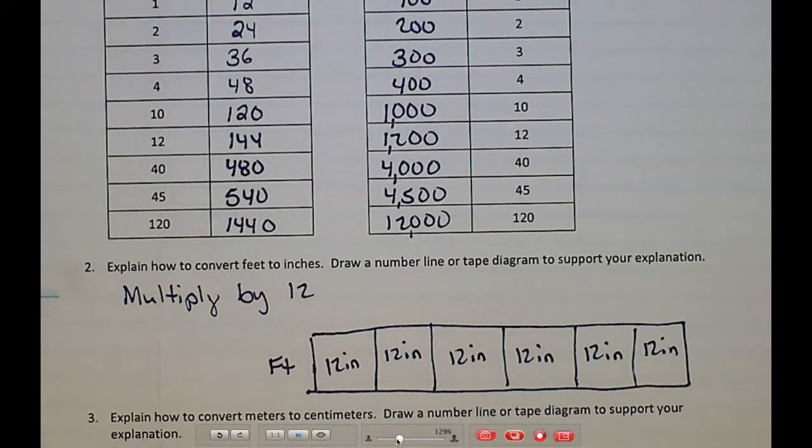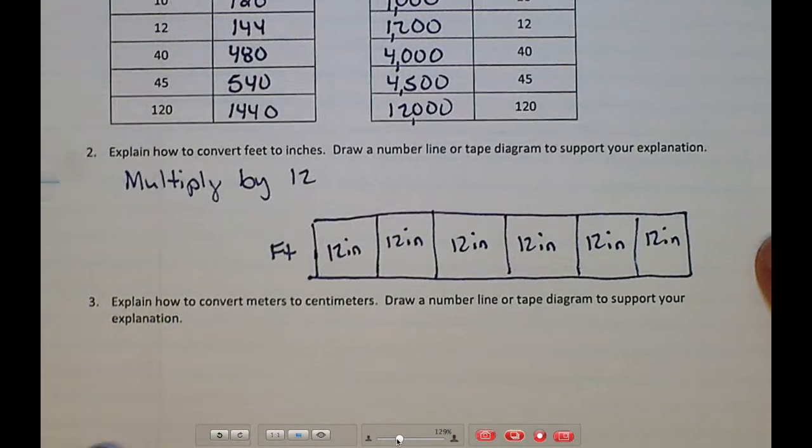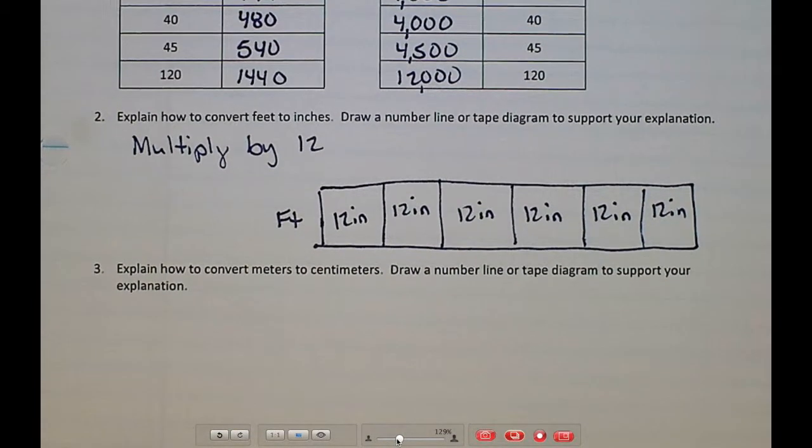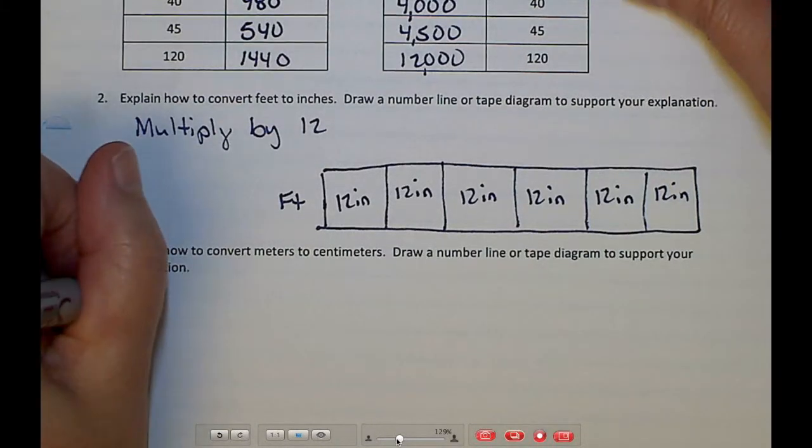You don't have to make the same number of boxes I did. It's fine. Just need an example so you know what it looks like. Okay, so we multiply by 12 to convert feet to inches. Well, what are we going to do to convert meters to centimeters? Multiply by 100. Yep, we multiplied by 100.